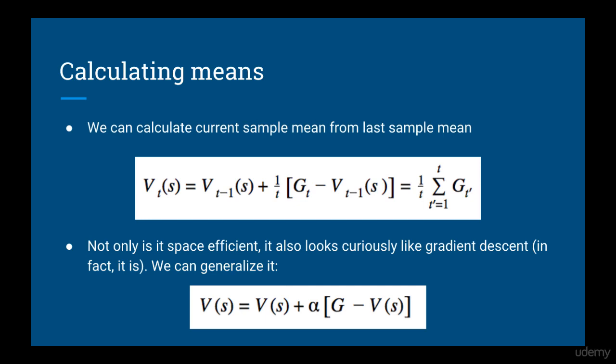Instead, we can rearrange the equation for the sample mean such that the sample mean after collecting t samples can be defined in terms of the sample mean after collecting t-1 samples. This form is useful not only because it's space efficient, we only need to ever hold one value at a time, but it also looks a lot like gradient descent. And in fact, in the previous reinforcement learning course, we showed that this actually is an instance of gradient descent. So the key is that the learning rate doesn't necessarily have to equal 1 over t, it can be anything. Usually we use the symbol alpha.